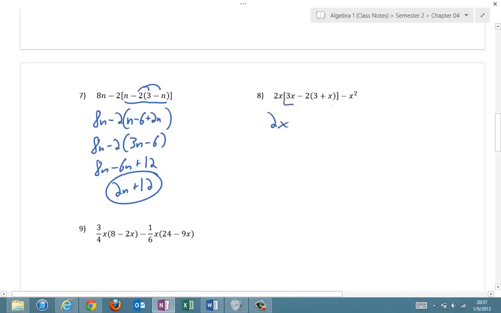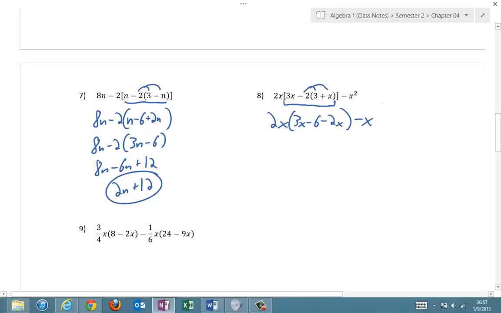We have this giant grouping symbol here, so I'm going to copy that with bigger ones. I tend to not like brackets, as you know. I just like bigger and smaller parentheses. But 3x minus 6 minus 2x. Watch that negative in distributing the negative 2.